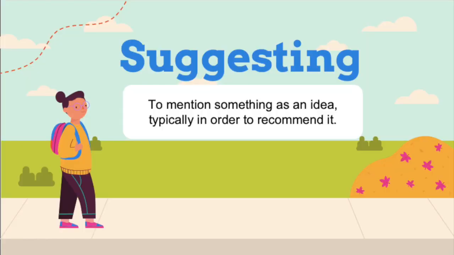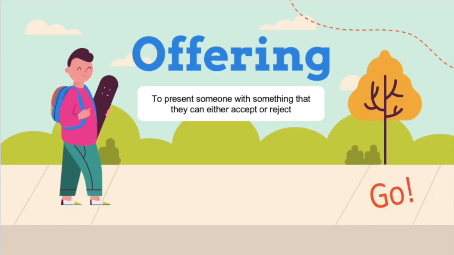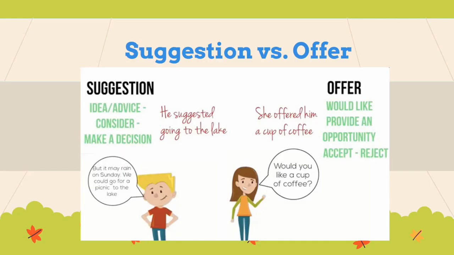Suggesting means to mention something as an idea, typically in order to recommend it. While offering is to present someone with something that they can either accept or reject. So the difference between suggestion and offer is that in giving a suggestion, we give the idea or advice, and then the person that we give it to will consider it. Then he will make a decision.